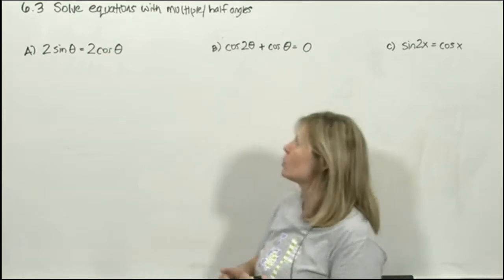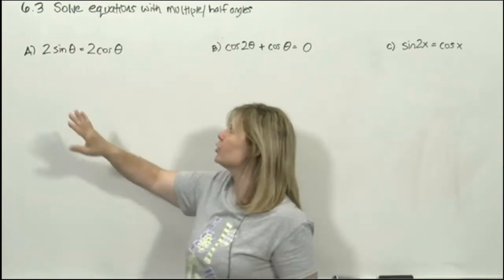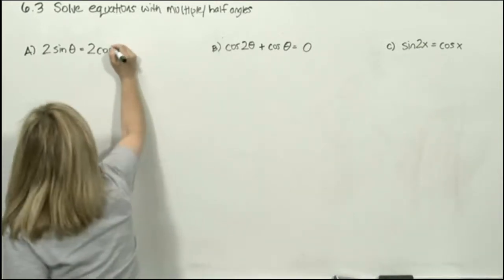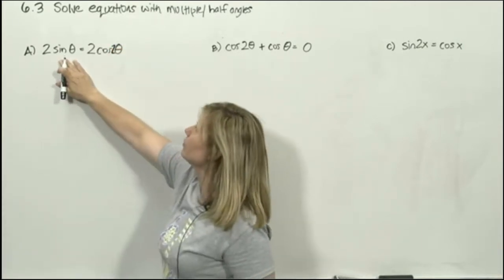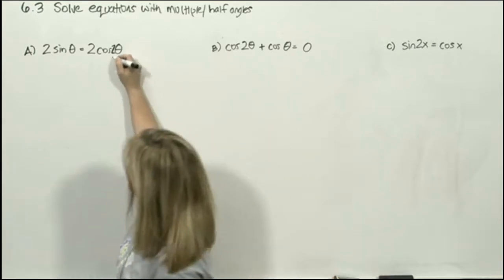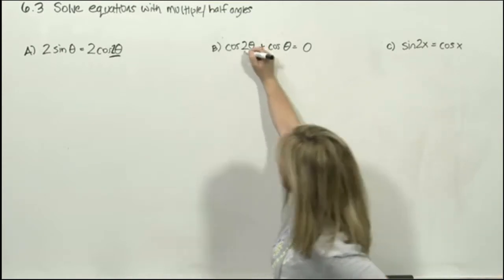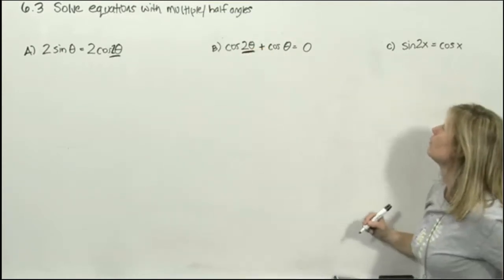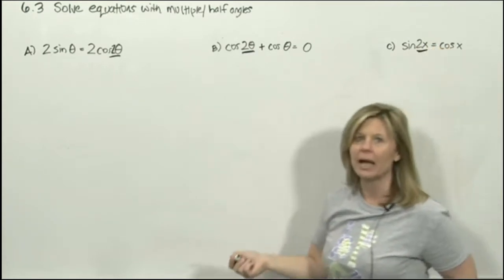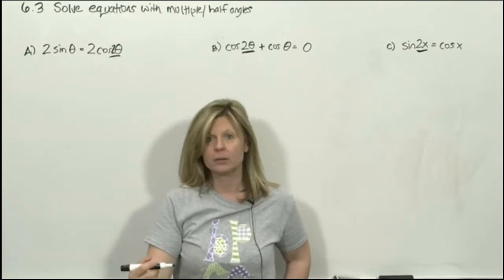So if we go to our notes, we have 3 examples here. And if you look, all 3 have to do with maybe a double angle. So in the first example, we have 2 sine theta equals 2 cosine 2 theta. There it is, our double angle. In our second example, B, we have cosine 2 theta. There it is, our double angle. In our third example, we have sine 2x. Again, a double angle. Now, the problem is we're trying to solve for x, or theta.